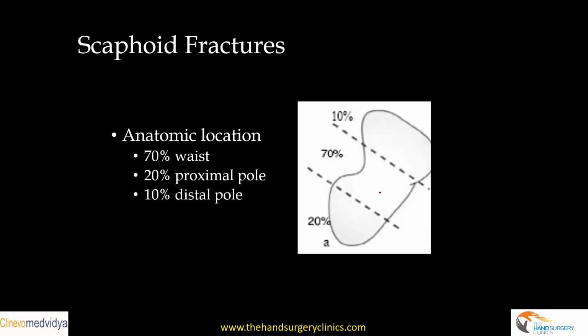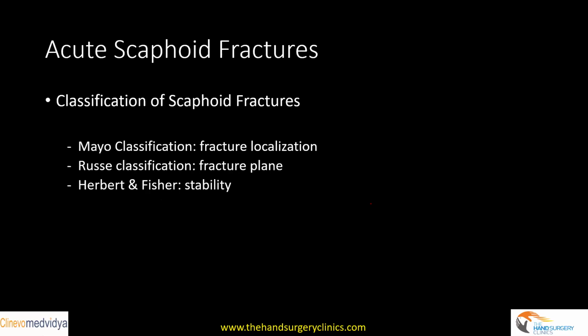Location-wise, the majority of fractures involve the scaphoid. As you can see in this particular schematic diagram, about 10% involve the distal pole of the scaphoid, and about 20% will involve the proximal pole of the scaphoid. There are several classifications for scaphoid fractures.